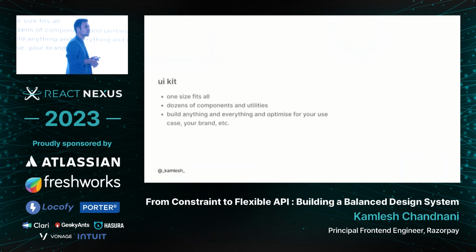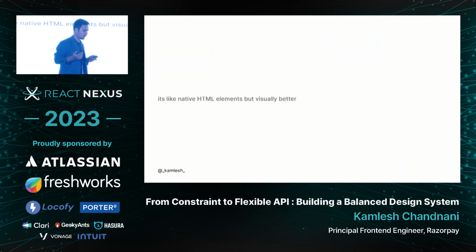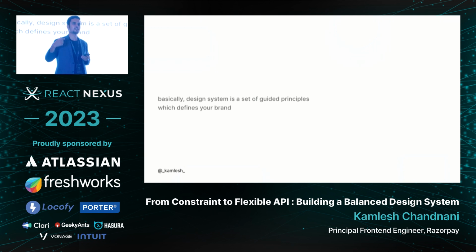What is a UI kit? It's a one-size-fits-all, right? You have dozens of components and utilities which would ease your job. You could do anything and everything, right? Because it's basically native HTML elements, but visually better. So now, design system, if I go with the definition, is basically a set of guiding principles, which would define your brand, how your UI should look, how your UX should look, right?